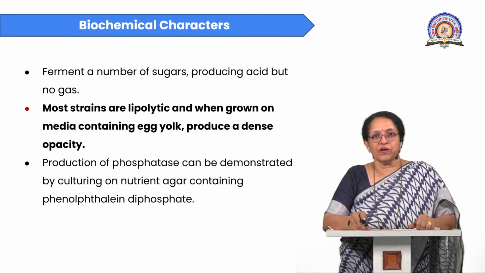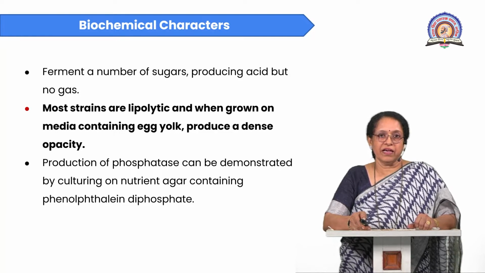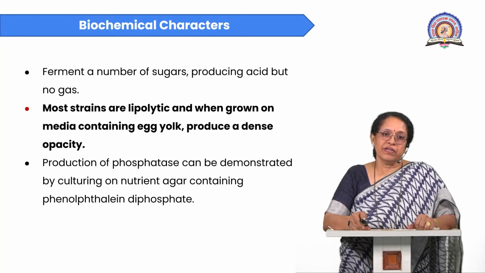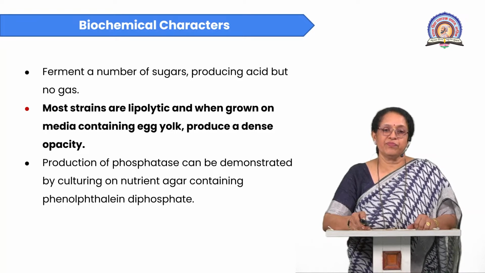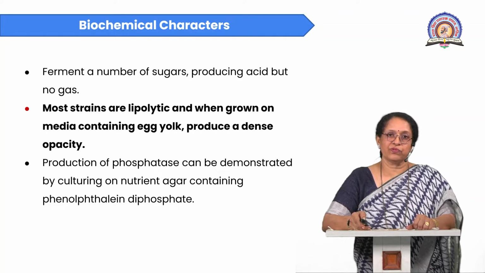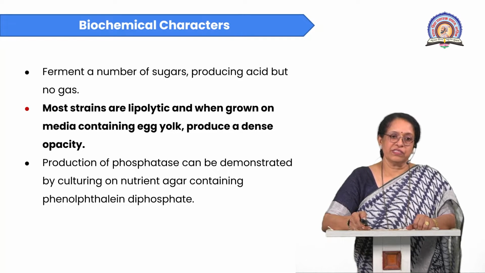Most of the strains of this staph are lipolytic in nature. That is, when they grow on egg yolk containing agar, there is a dense opacity observed around the colony. They can produce phosphatase enzyme also. For this, you have to incorporate one substance called phenolphthalein diphosphate.